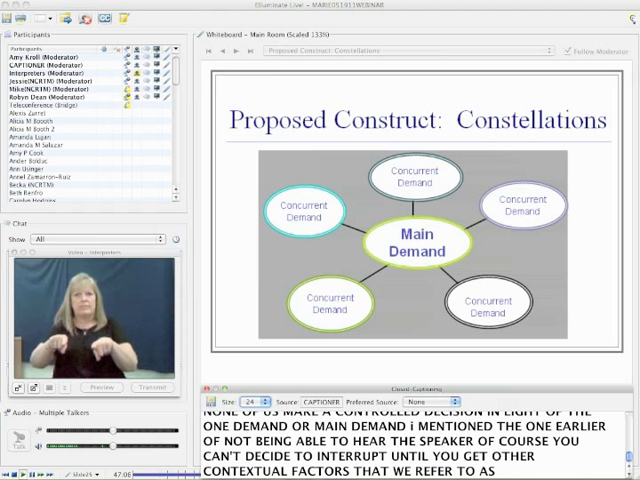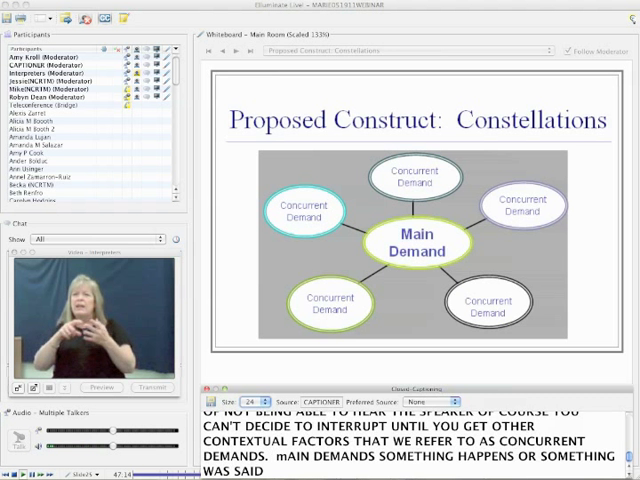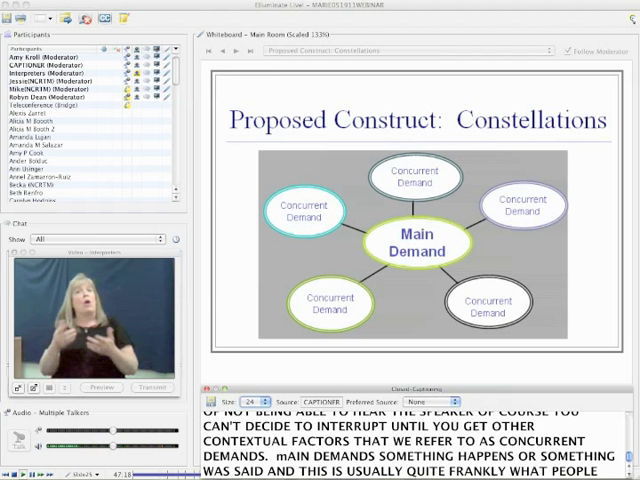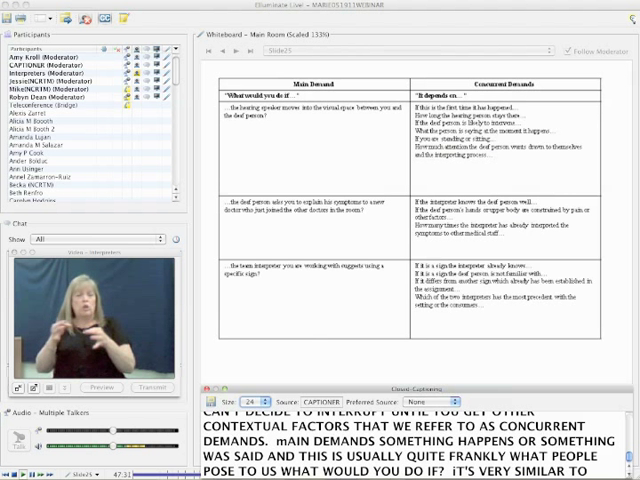Main demands are usually interpersonal demands. Something happens, something was said. And this is usually, quite frankly, what people pose to us when they ask us, hey, what would you do if? As a matter of fact, this proposed construct that scaffolds the contextual factors in decision-making is very similar to what we already do in an it depends conversation.